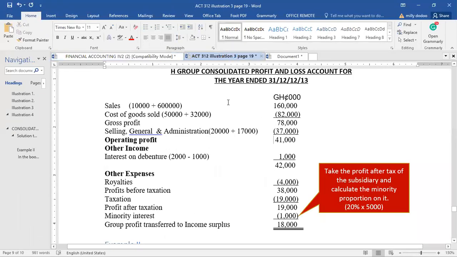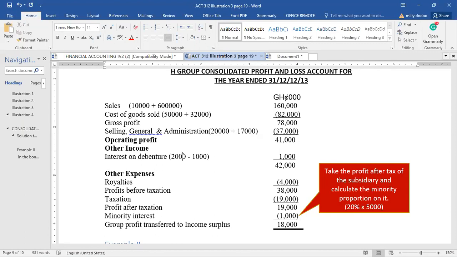And so therefore, when I come here, that 2,000 of H, I'll subtract that 1,000 inside. What it means is that H has received a total interest of 2,000. 1,000 is coming from S. 1,000 is coming from elsewhere. That elsewhere, it's not your concern.